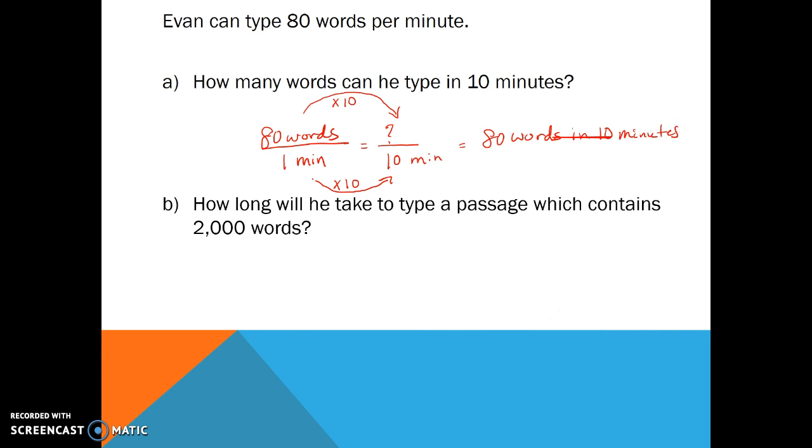Okay, so now I want to know, how long will he take to type a passage which contains 2,000 words? So I'm going to do the same thing. I'm going to set up 80 words per 1 minute, and I'm just going to fill in my other side here. So I want to know how long he took for 2,000 words. So now I have the words, but I don't have the time. So basically, I'm going to ask myself, what do I do to this 80 to get to 2,000? And I'm going to do the same thing on the bottom. So we know that 80 times 25 equals 2,000.